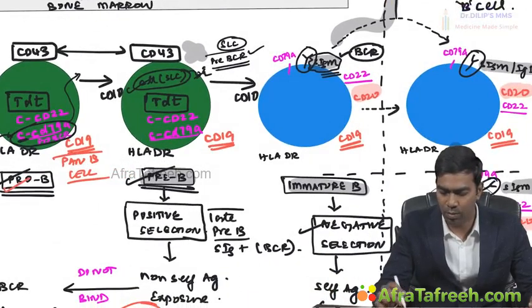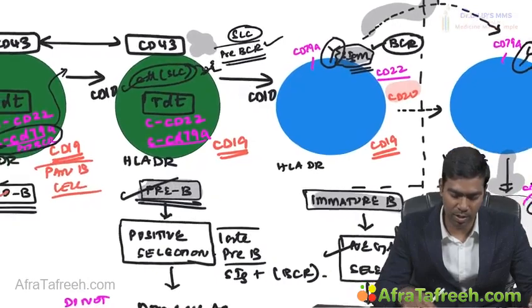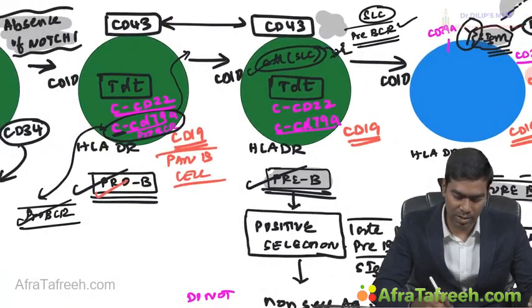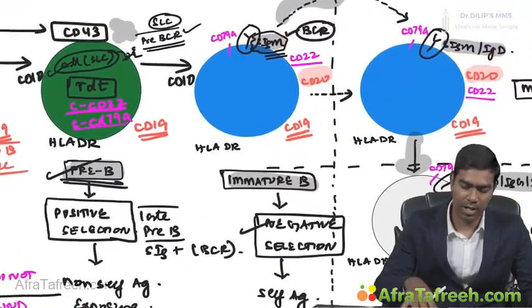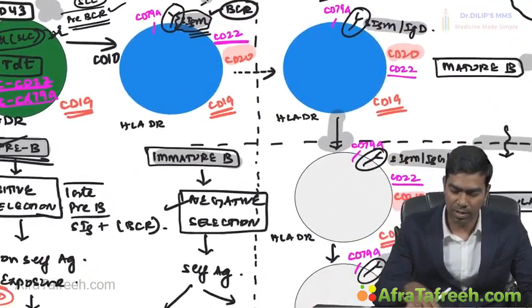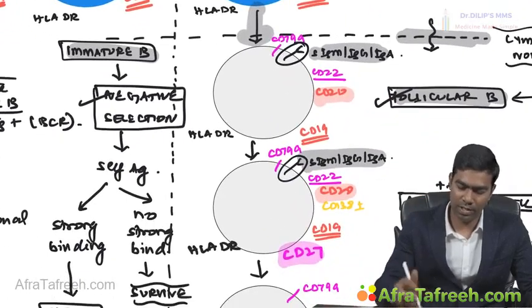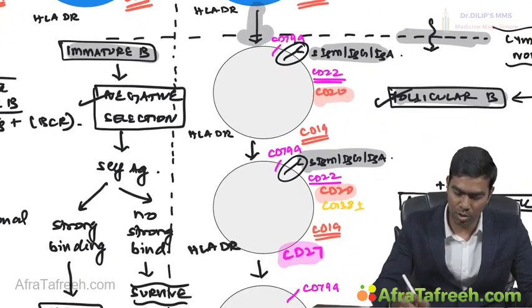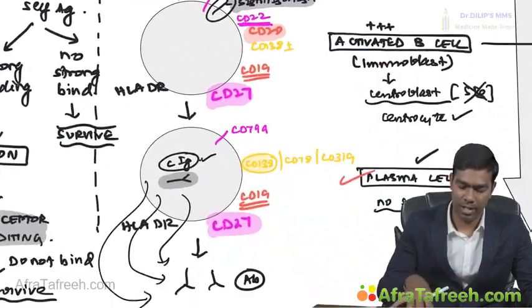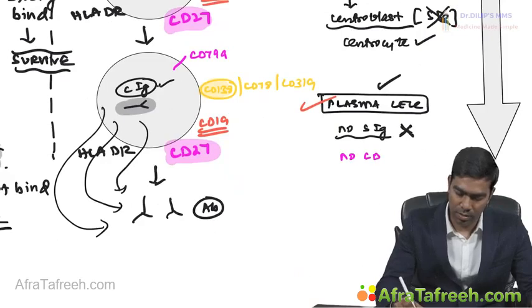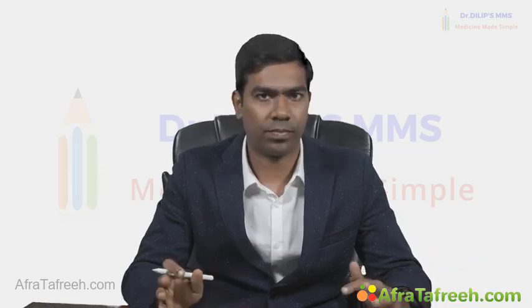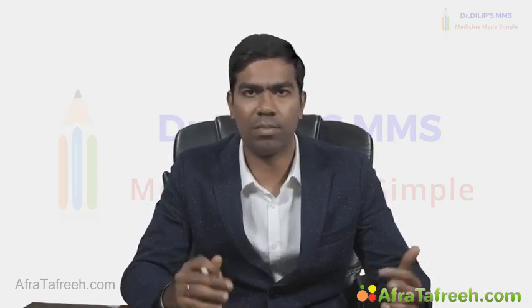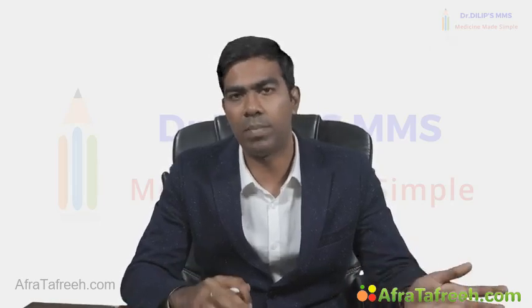Then there is one more receptor called the CD22 receptor. You can see CD22 synthesis starts in the pro-B cell stage itself, where the CD22 is only cytoplasmic, but later on the CD22 starts being expressed on the surface, and CD22 is seen in almost all the B cell stages except the plasma cell stage. Again, plasma cells do not express CD22.